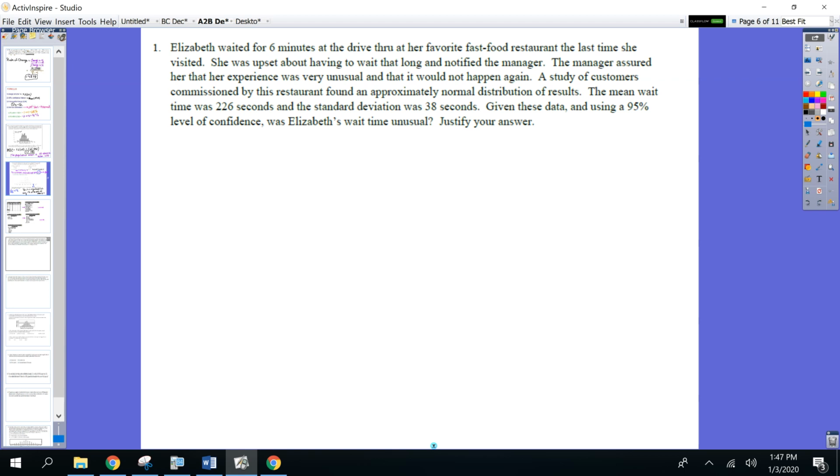Worst part of this unit by far is the reading. It's very wordy, all these problems. Elizabeth waited 6 minutes for her fast food last time she visited. She told the manager she thought she waited longer than normal. So what? She had an unusual wait time. So many reasons that could have happened. Wait outside the confidence interval. So I want to know, waiting 6 minutes, unusual.